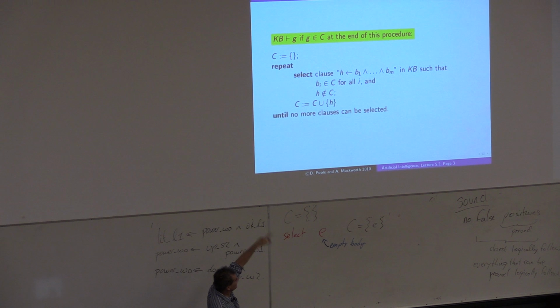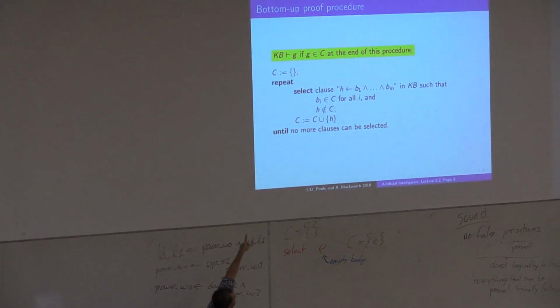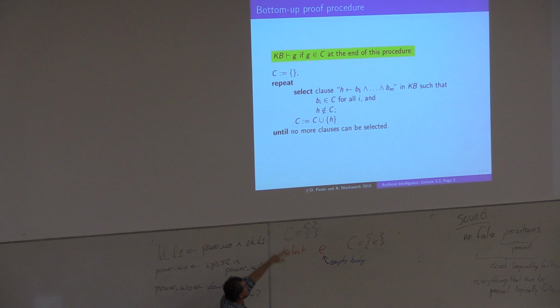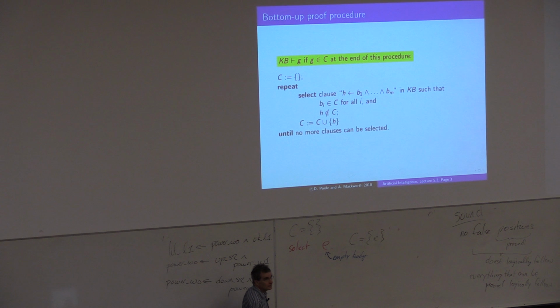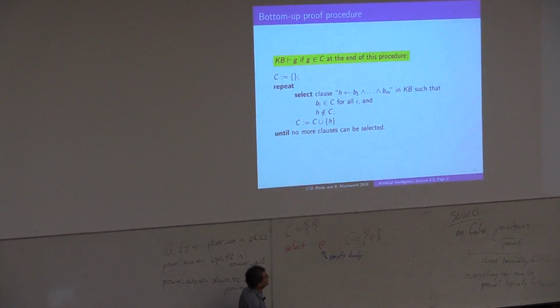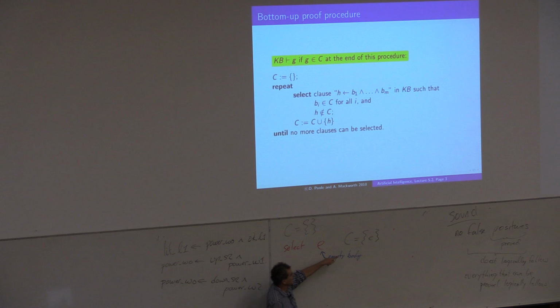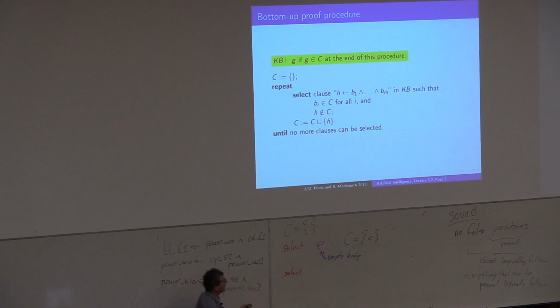So now we have this. Is there any other rule we can select? We've added E to this consequence set. Which clause can we select next? I want to select the rule where every element of the body is in C. Is there a rule where every element of the body is in this consequence set? Is there one?